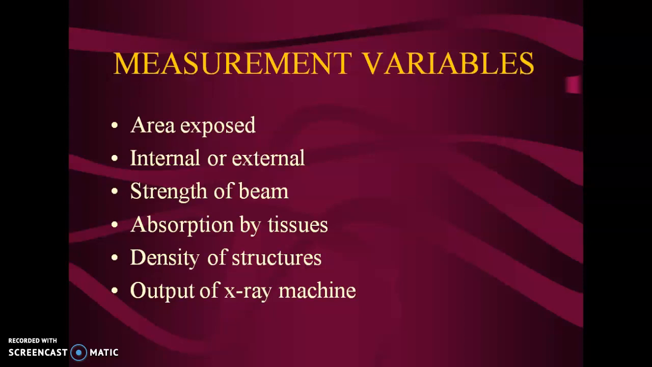So the stronger the beam, up to a point, makes this radiation safer. And we just talked about absorption of the tissues. That's how the radiation does the damage, by being absorbed in the tissue. The density of the structure, the more dense a structure is, the more of the radiation is going to be absorbed. That's why you end up with radiopaque things on your image. And the output of the x-ray machine, you want to be able to see those settings and understand how those settings work together so that you understand what kind of x-rays that machine is producing.